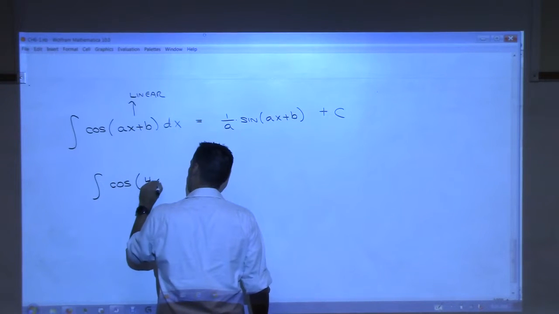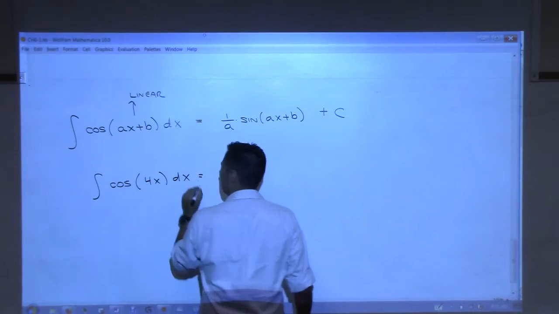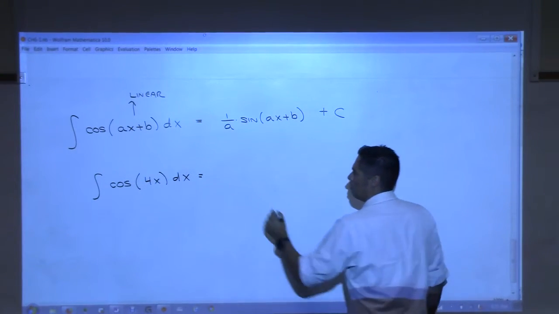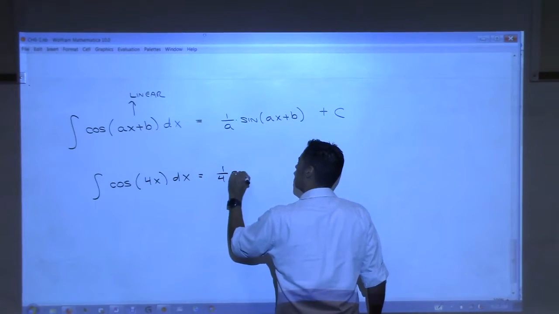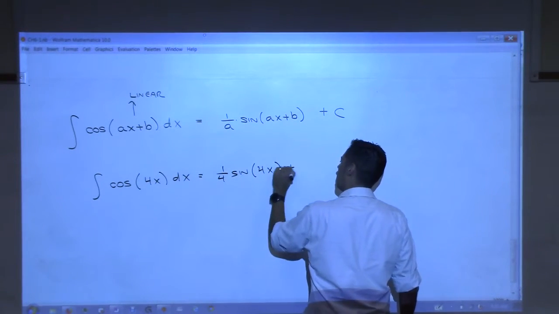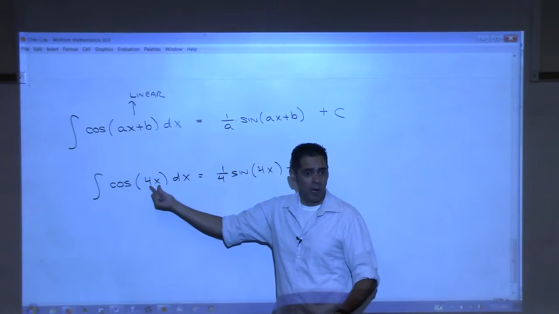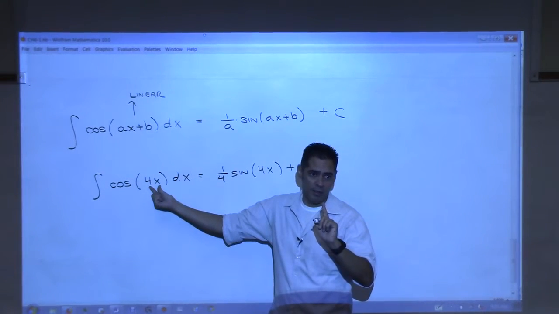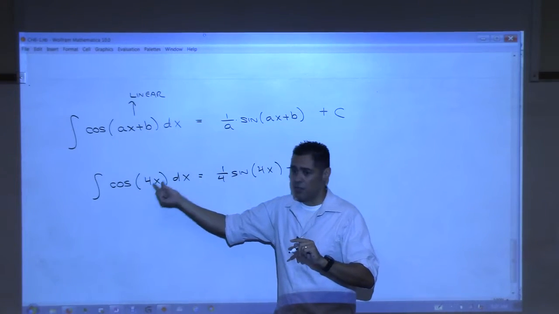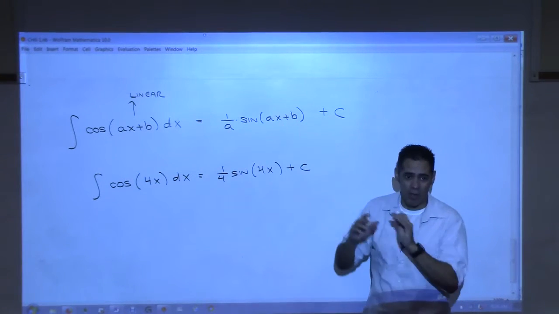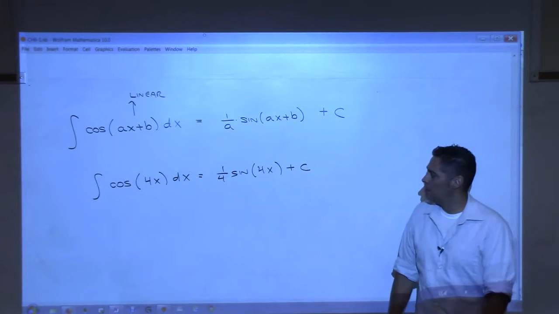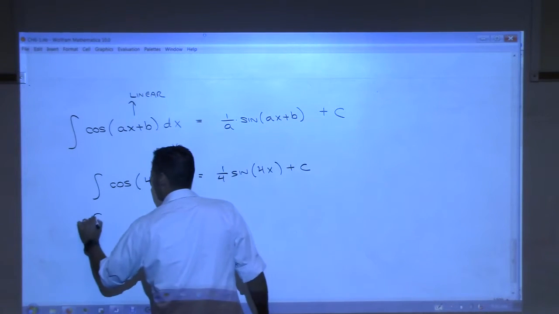What would the antiderivative of that be? 1/4 sine 4x plus c, right? Because you identified that this was a linear expression. This only works for linear expressions, right? Because if this is something other than a linear expression, this chain rule causes other things to happen. That okay? How about this one?